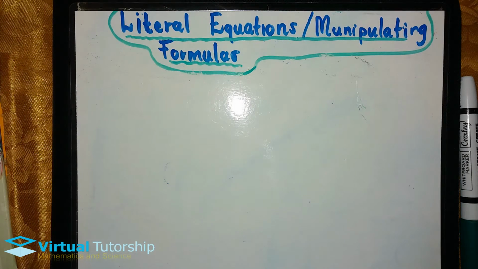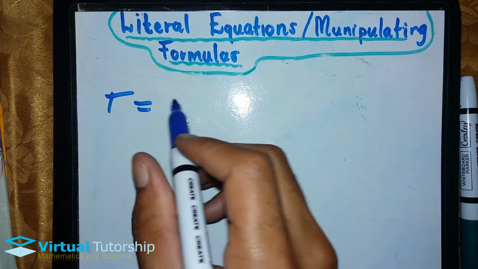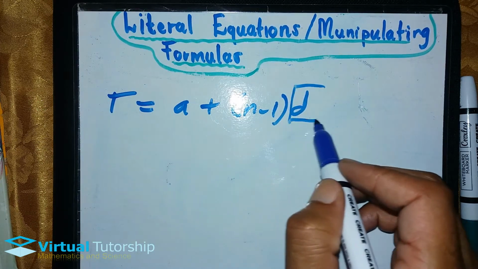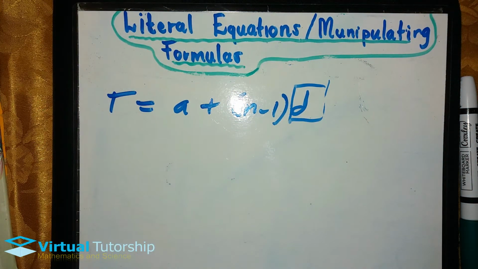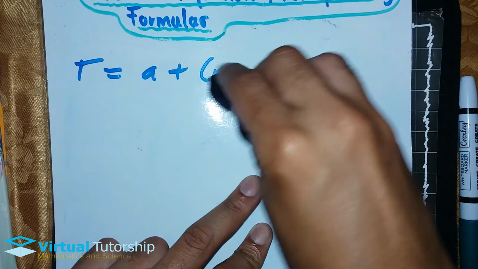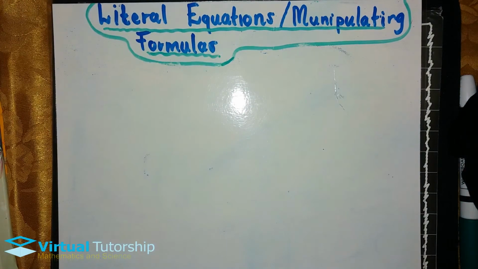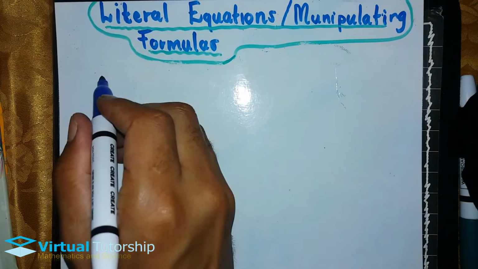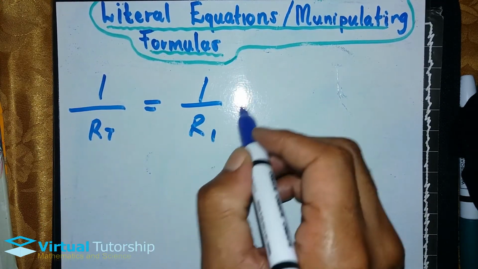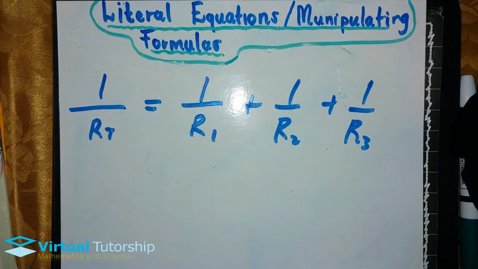Alright, now for the previous example, you can take that equation, the one we dealt with in the previous example, a plus n minus 1 d, and then try to make d the subject of the formula. You can do that, right? But I want to move to the next example. Let that be your exercise. So let's say maybe 1 over RT is equal to 1 over R1, plus 1 over R2, plus 1 over R3.